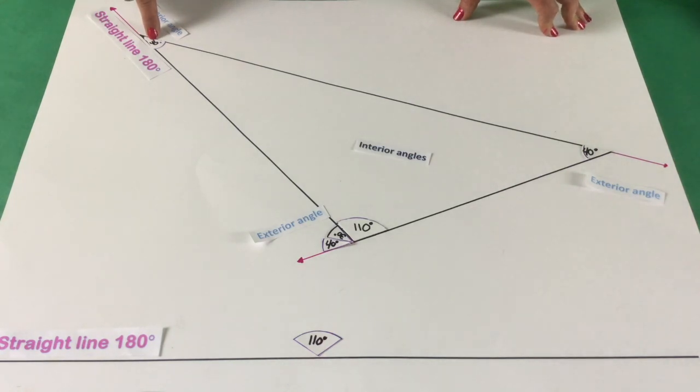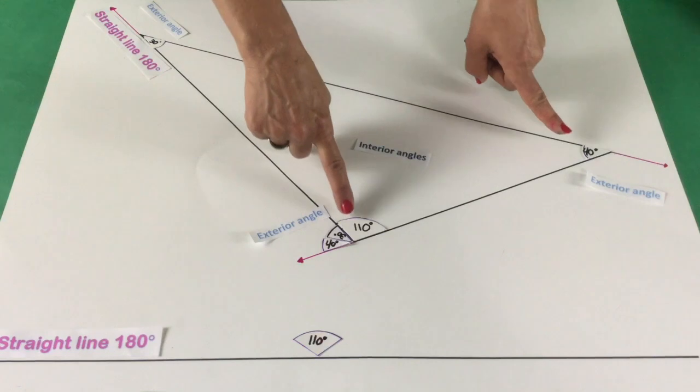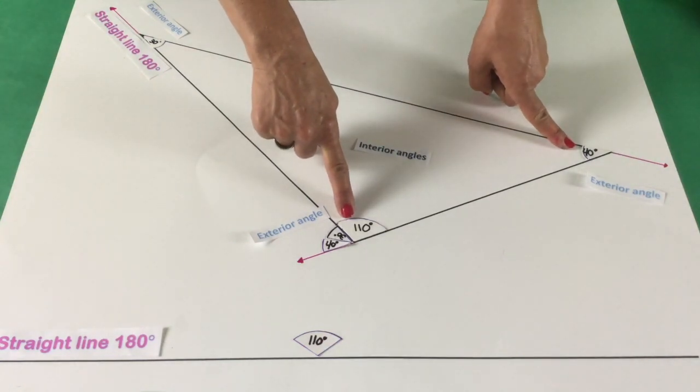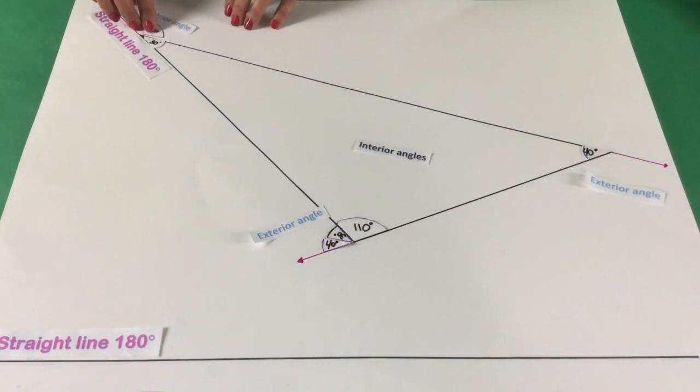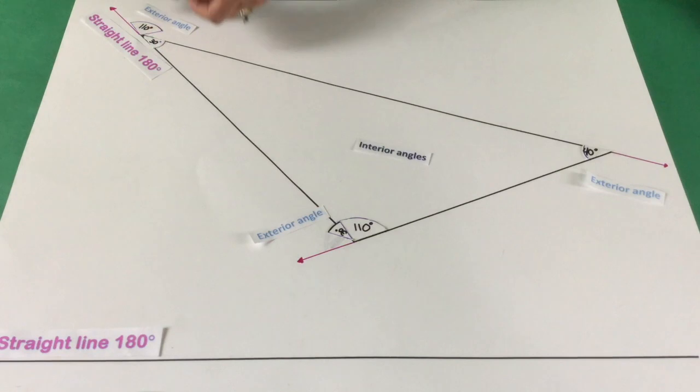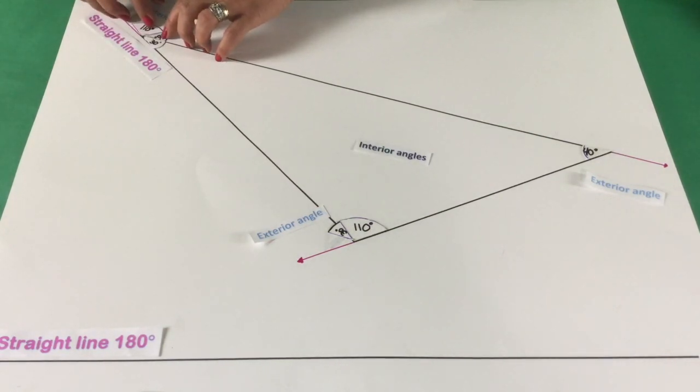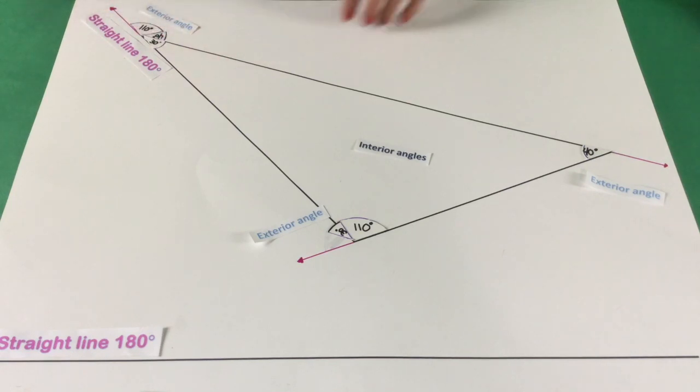Now, what if I take the two non-adjacent interior angles, 110 and 40, and add them up? So here's 110, and here's the 40. That gives me 150, which is the measure of the exterior angle. And if I add 30 to it, which is the interior angle, it gives me 180 degrees.